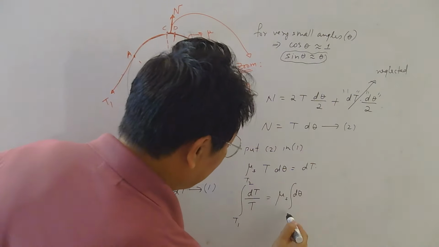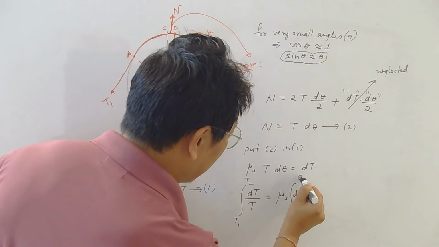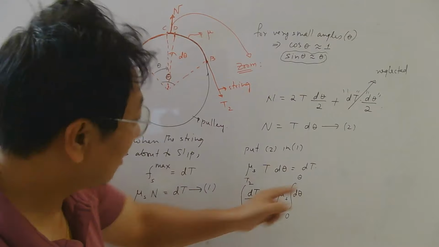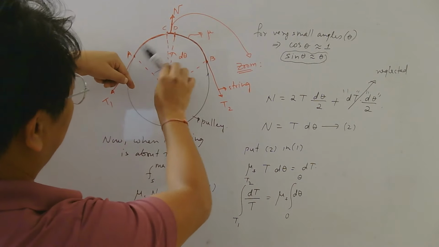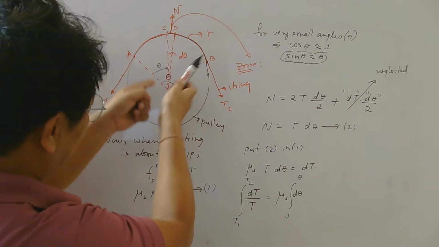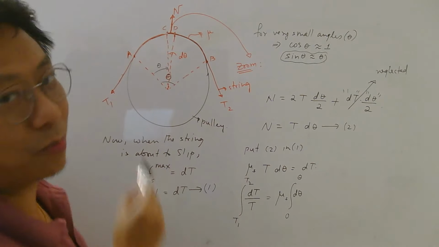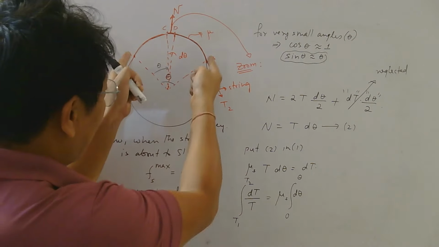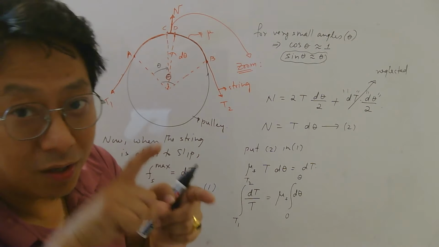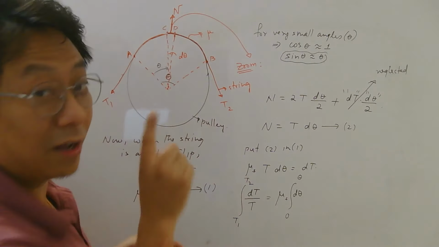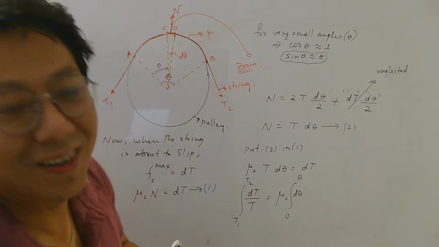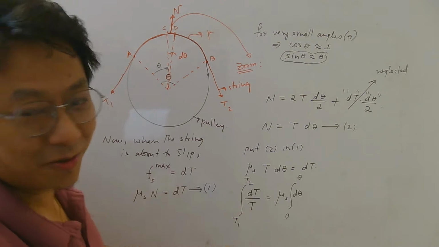So your theta starts from 0 to theta. This theta represents the final angle subtended by the string at the center, which is in contact with the pulley. Remember, only that angle we are interested in, where the string is in contact with the pulley, because only there friction will act. So now this is easy to do, right?